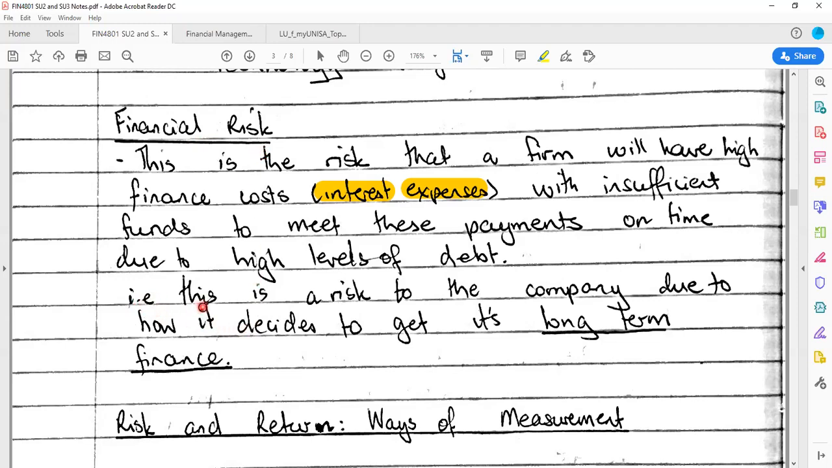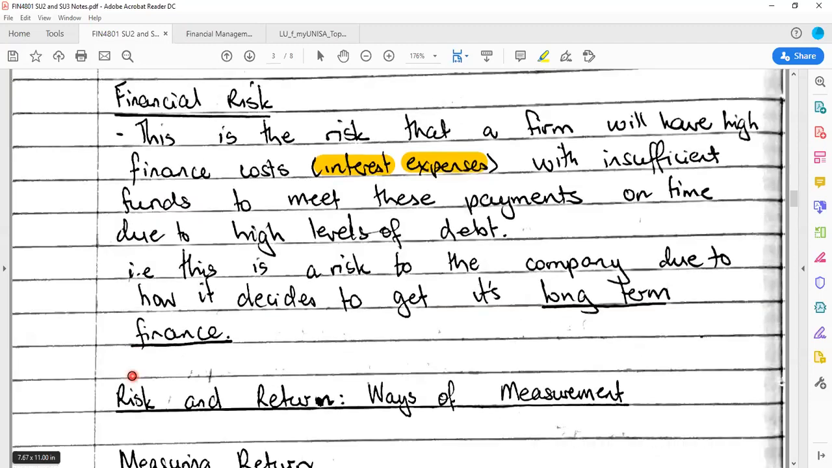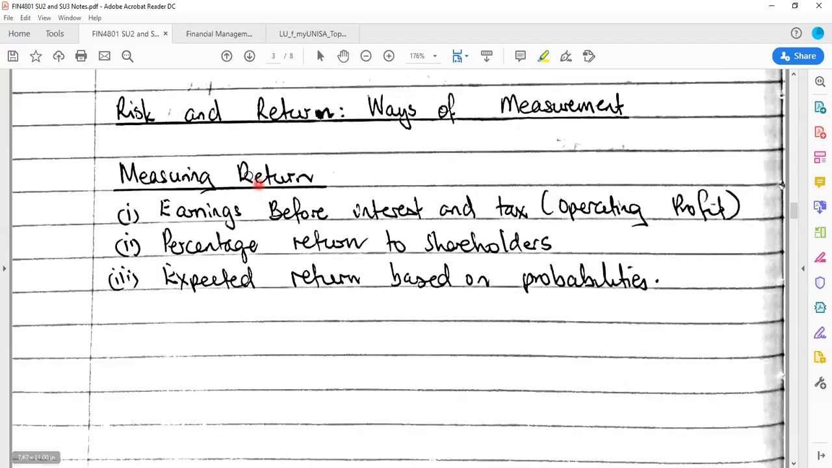So we can also define it as follows. This is a risk to the company due to how it decides to get its long-term finance. Remember, a company can either get money through borrowing or through shares. If the company decides to get money through borrowing, they expose themselves to financial risk, whereas if they get money through shares, they do not. So in this chapter, the first thing you're supposed to know is how to distinguish between business risk and financial risk. And then you're also supposed to know how to measure risk and return. There are different ways of measuring risk and return, right?